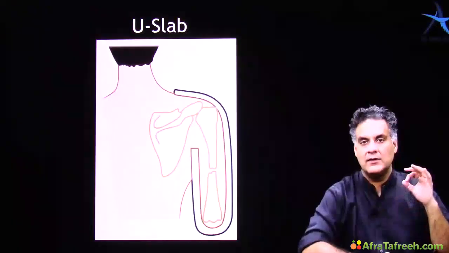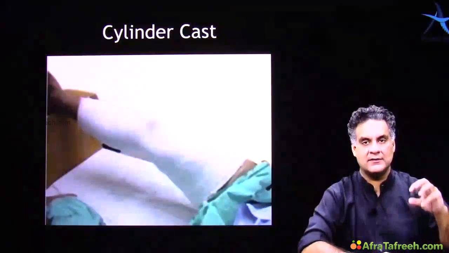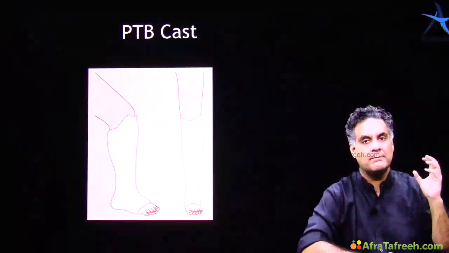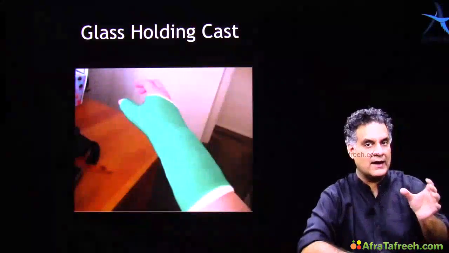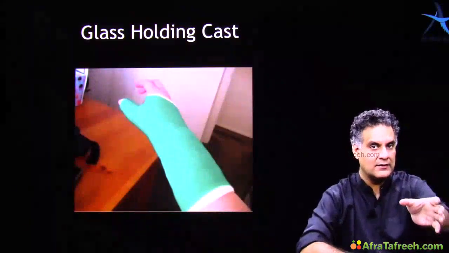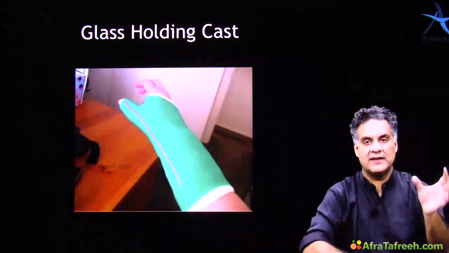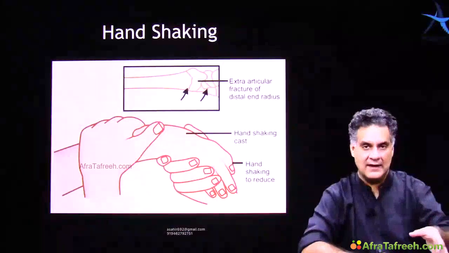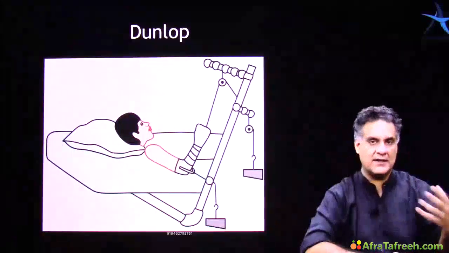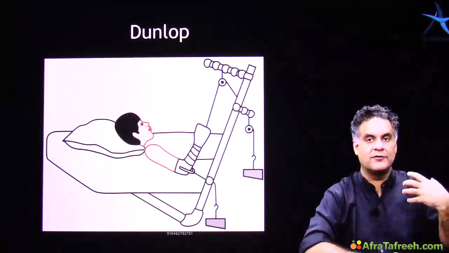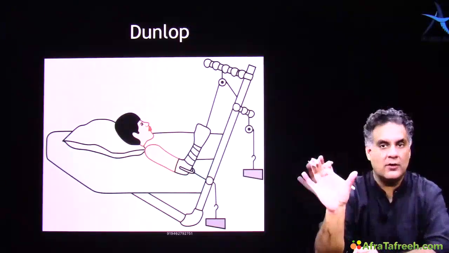Coming to the casts and the splints, hanging cast, H for hanging, H for humerus, is for fracture shaft of humerus. U slab is again for humerus. Cylinder cast is for the fractures of patella. PTB is for the fractures of tibia. Glass holding cast, where you align the radius and the thumb, is for the scaphoid. Hand shaking cast is for Colles fracture. Dunlop traction and Smith traction are for supracondylar humerus fracture. So remember, Smith traction is not for Smith fracture.